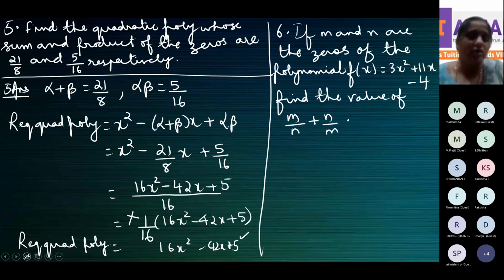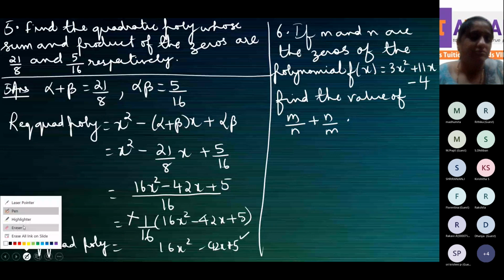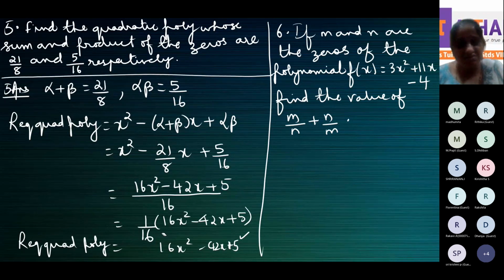So you can say the required quadratic polynomial is 1 by 16 into 16x squared minus 42x plus 5. Or you can say simply 16x squared minus 42x plus 5. Both are correct.